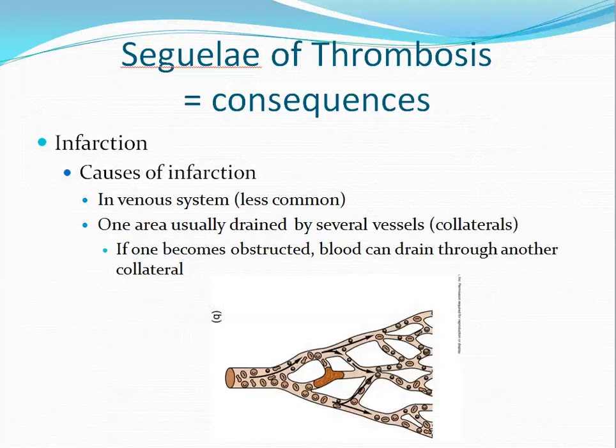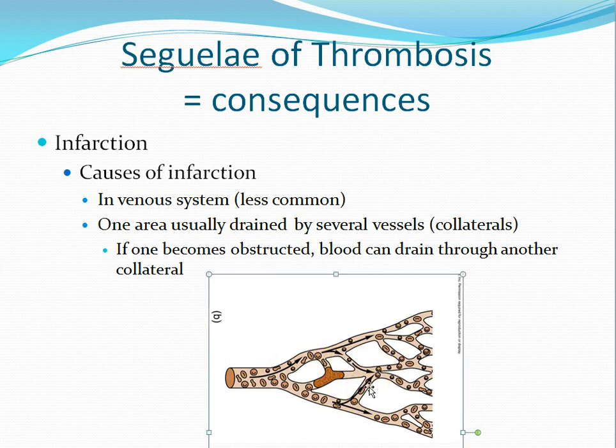In the venous system, infarction is less common. The reason being is that one area is usually drained by several vessels known as collaterals. If one of these vessels becomes obstructed, blood can drain through one of the other collaterals. So we see here we have an obstruction that should block this area, but because of the collaterals, there is another means for blood to get to that area.